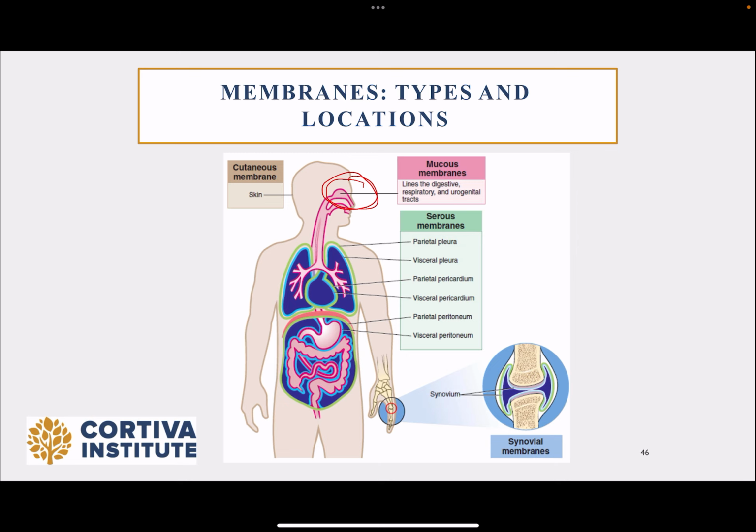Whereas the serous membrane, these are the membranes lining certain organs, right? So, for instance, we have the parietal pleura, the visceral pleura, right? Those are lining my lungs. And then finally, we have the synovial membranes helping me with our synovial joints, and it's secreting synovium.